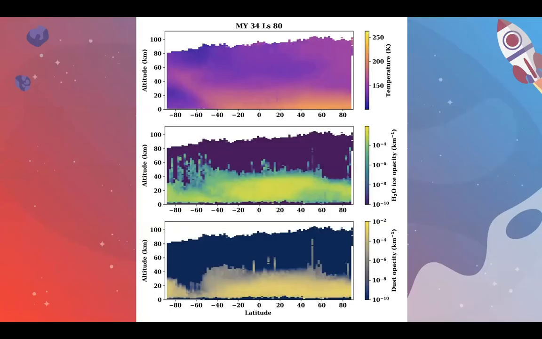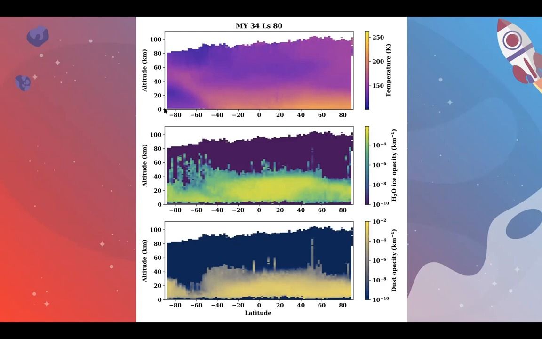And before I dive into how I do that, I wanted to show you what the data I'm working with looks like. And this is a plot showing data from the Mars Climate Sounder, which is aboard the Mars Reconnaissance Orbiter that's currently orbiting Mars and studying its atmosphere. And this data is essentially just a compilation of multiple days that I put together and binned. And what you're looking at over here is the entire Martian atmosphere from the North Pole to the South Pole, so from minus 90 degrees to 90 degrees.